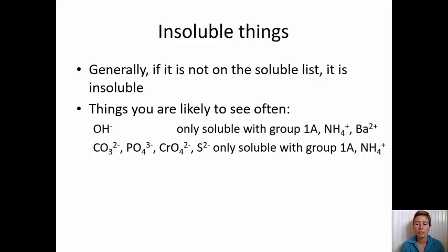Other things that are frequently seen and are only soluble with those always soluble things: carbonate, phosphate, chromate, and sulfide. Again, sulfide, don't want to worry too much about that. Carbonate and phosphate we will see a lot, so you should definitely know if you see carbonate and phosphate, unless it's with sodium or ammonium or something, insoluble.